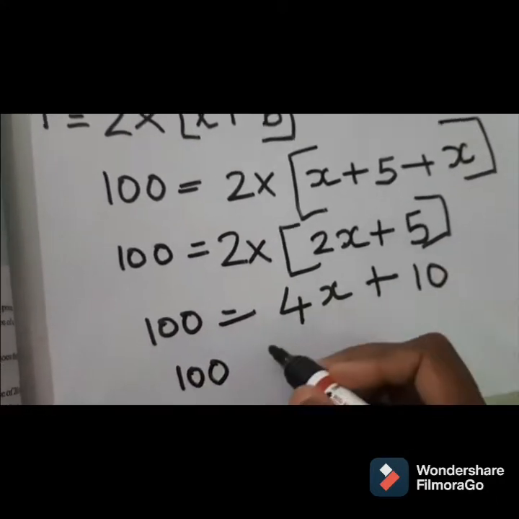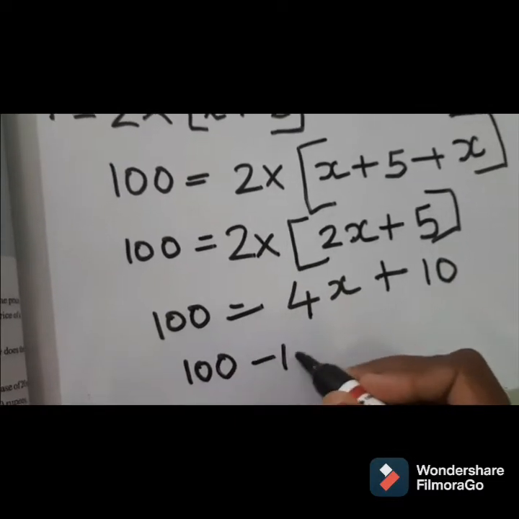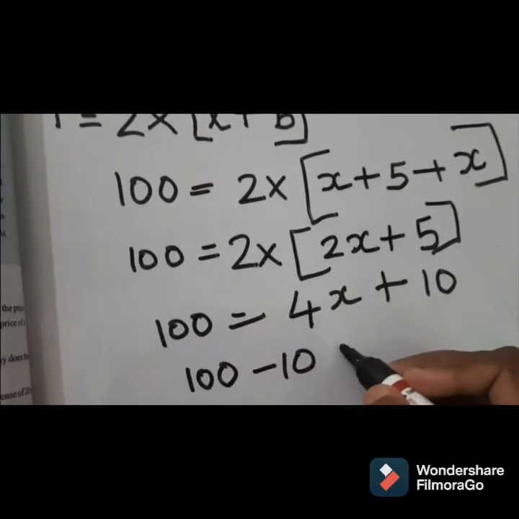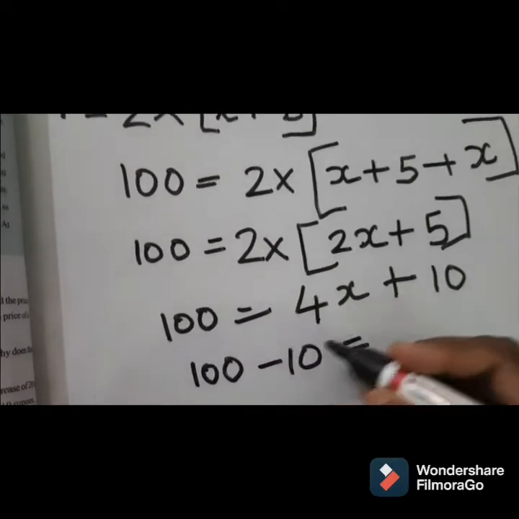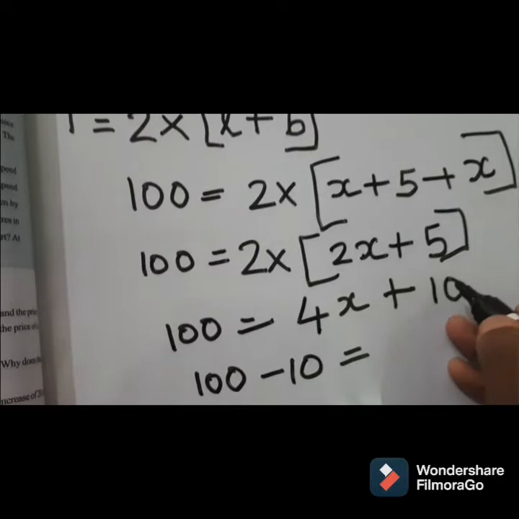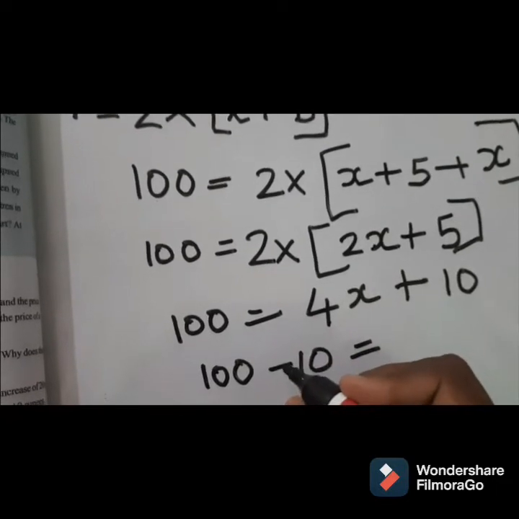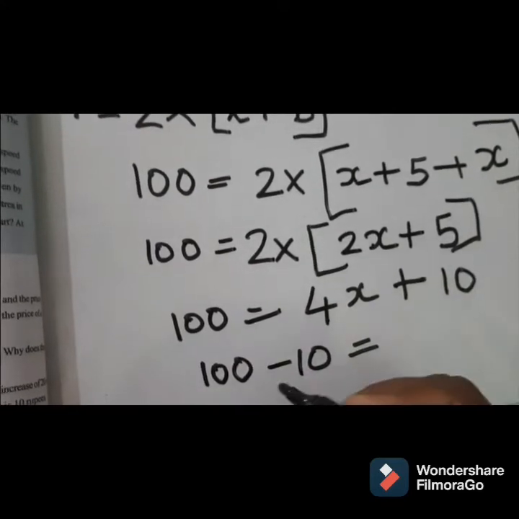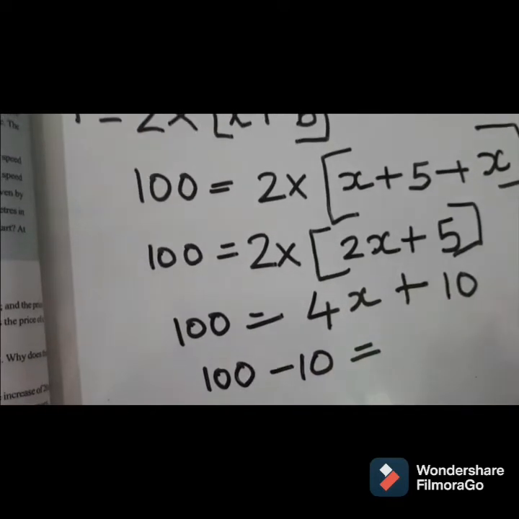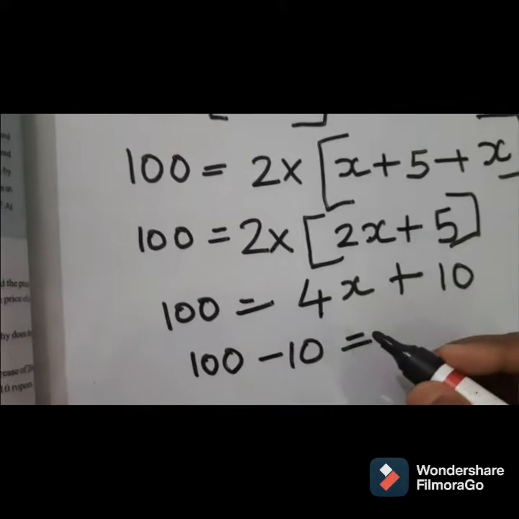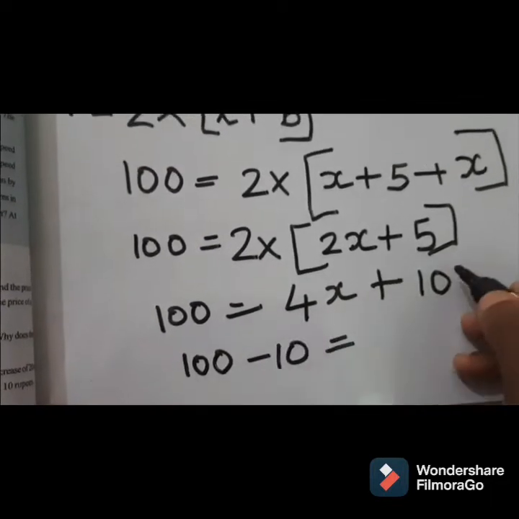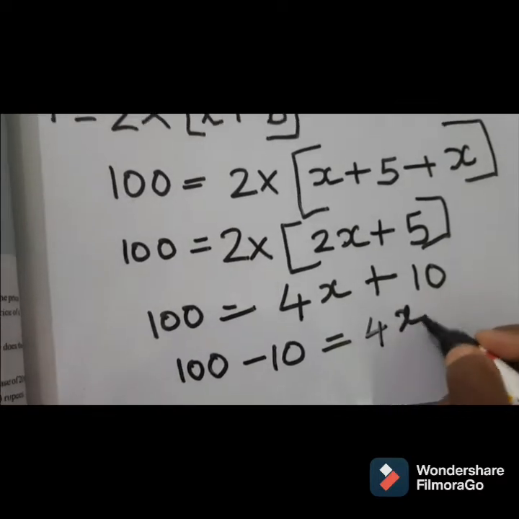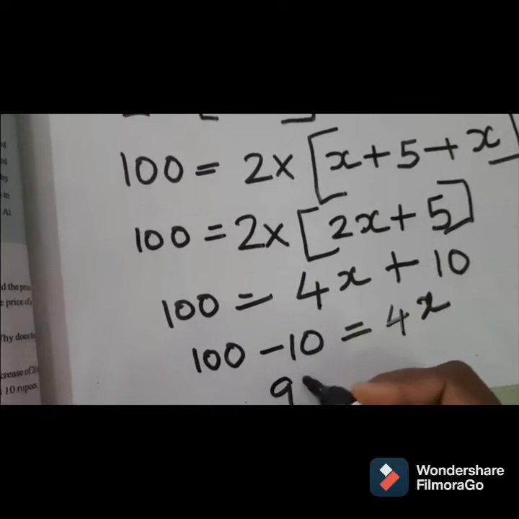Here it is plus, so this will change to subtraction. If we change the equation side, addition will change to subtraction, subtraction will change to addition, multiplication will change to division, and division will change to multiplication. Now 100 minus 10 equal to 4x. Now this will come 90.